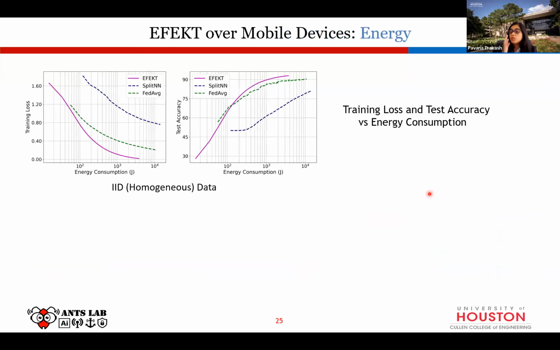In terms of energy efficiency, again on IID data our energy usage is much less. And on non-IID data we see a lot more difference between the baseline methods and our method, and ours works even better with heterogeneous data. Basically, our argument is that you're shifting most of the training to the powerful server, and because of that the energy conservation on the mobile devices is maintained.